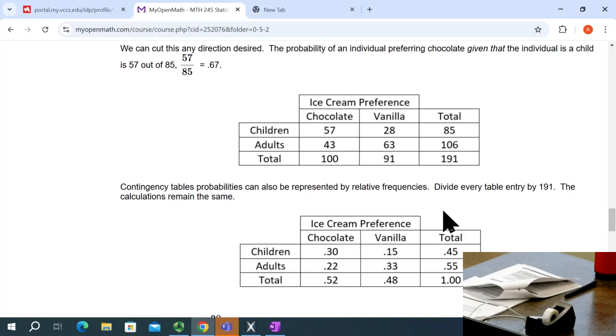And these aren't exactly 0.3. 57 divided by 191 isn't exactly 0.3, but everything's got to add up coming this way and this way. So the whole probability has to be 1. This probability is 85 divided by 191, so 85 and 106 equals that. 100 and 91 equals that. So the table's got to balance.